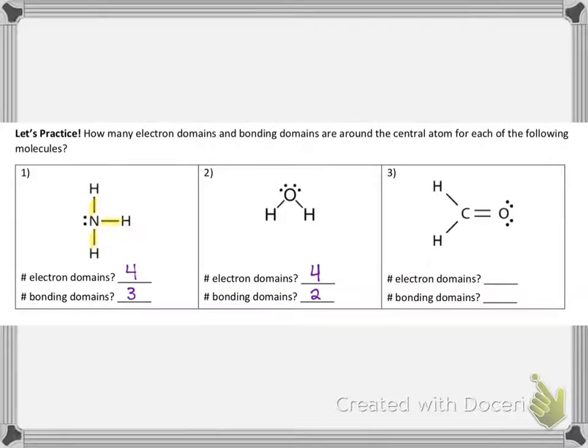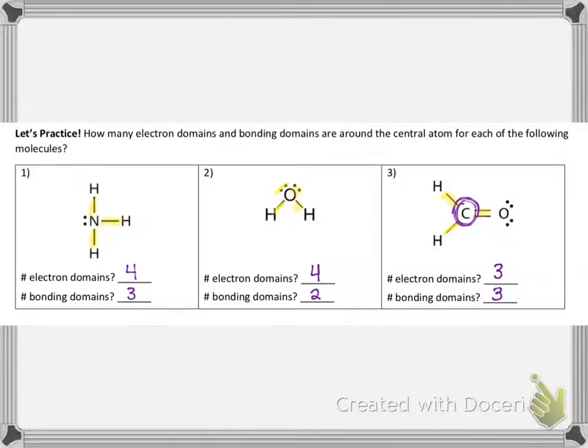Okay, first for water. Notice there are 2 bonding domains, but then there are 2 more lone pairs for a grand total of 4 electron domains. For number 3, formaldehyde, for the number of electron domains, you have 1 single bond, another single bond, and a double bond. The lone pairs don't count because they're not on the central atom. Only the central atom matters here. So we have 3 electron domains and 3 bonding domains. They are the same thing.